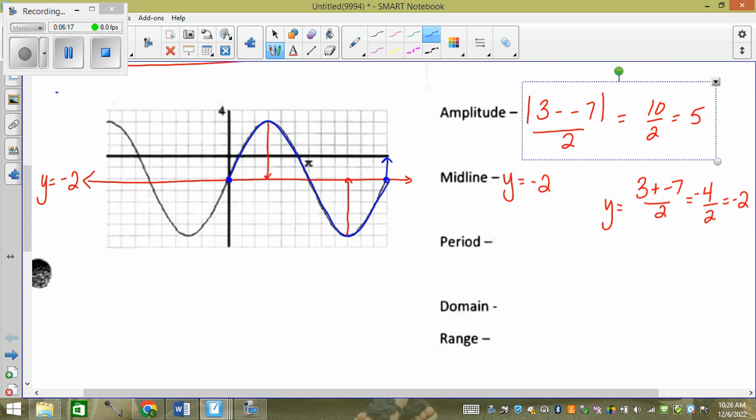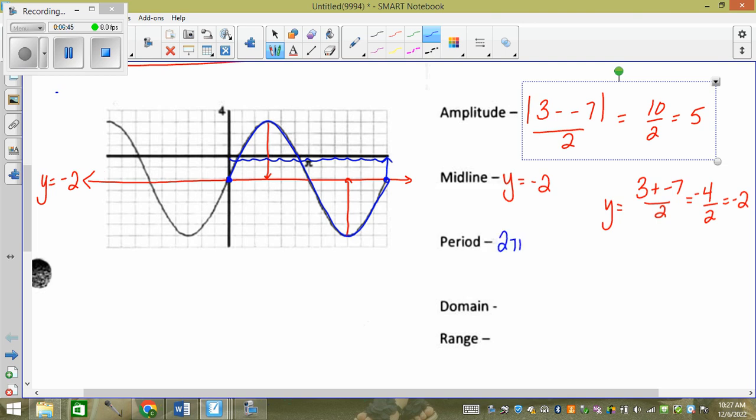All right. So if I count these, it's 1, 2, 3, 4, 5, 6 ticks gets me what? Pi. 6 ticks gets you pi. This is how many ticks? 6, 7, 8, 9, 10, 11, 12. So if 6 ticks is pi, 12 ticks is 2 pi.